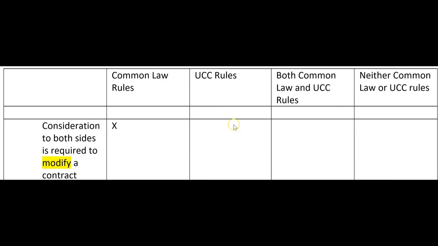But under the UCC, if we were selling goods and we modified the contract, only one side would need to receive something as long as modification is done in good faith. That'll be the answer on the exam. As long as modification is done in good faith under the UCC, both sides don't have to get something in order for modification to be valid.